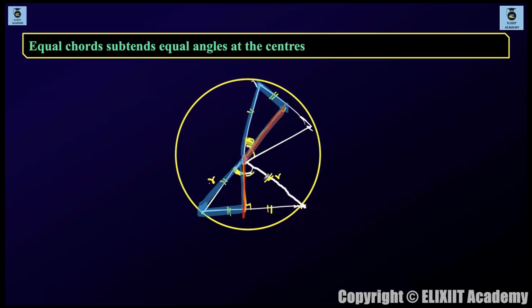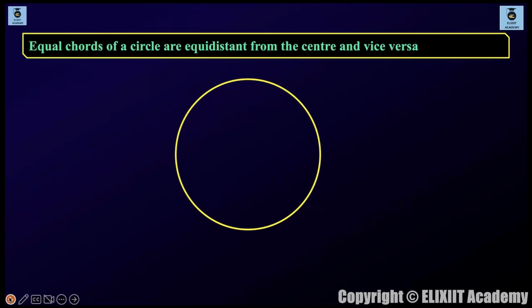This height and this height, the heights which I have said, this red height, you all can see from the diagram, this red height and this red height are the same. That's what they are saying. Equal chords of a circle are equidistant from the center.